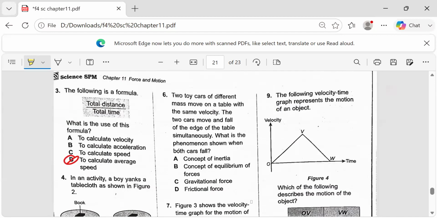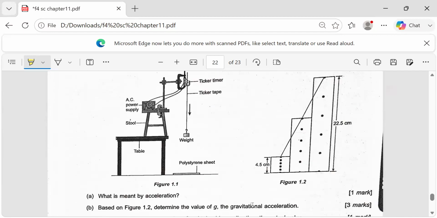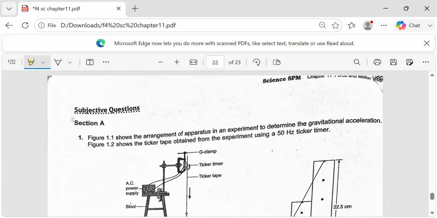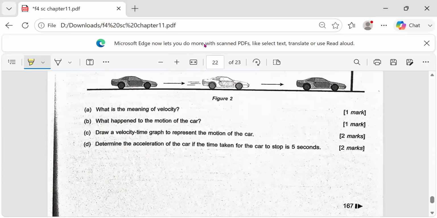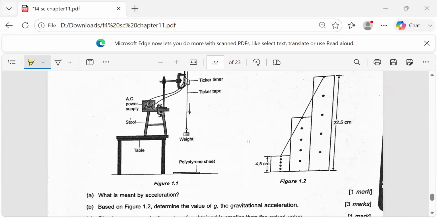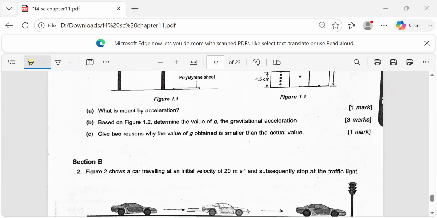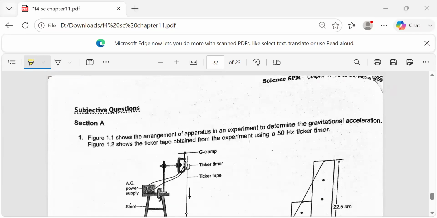Alright. Can you try and do this question here? Section 1, question 1. Ziyang also, can you try and do question 1? This one, just this one, question 1 only. Section A, question 1. Okay?